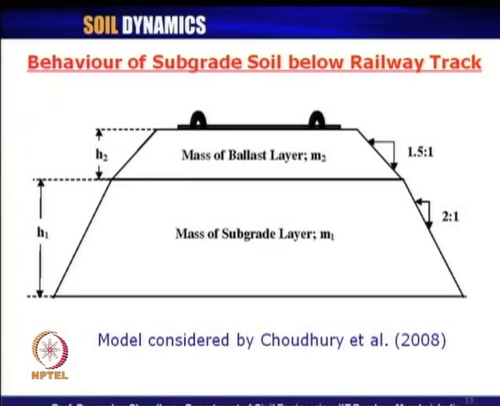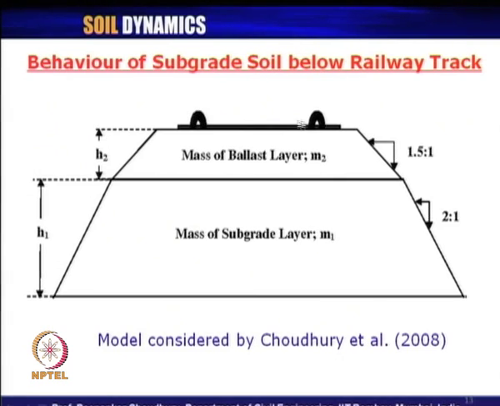Now, coming to another application for today's lecture, we are going to study the behavior of subgrade soil below the railway track. So, that we are going to model using our concept of the mass spring dashpot model. Why are we going to apply the concept of dynamic analysis using the mass spring dashpot model for a problem related to railway track? We all know a railway track is going through cyclic load due to the moving rail, right. So, this is the typical cross sectional view of a railway track.